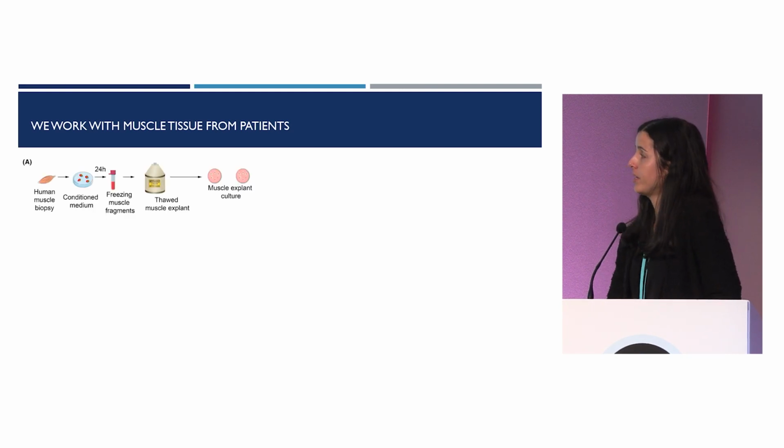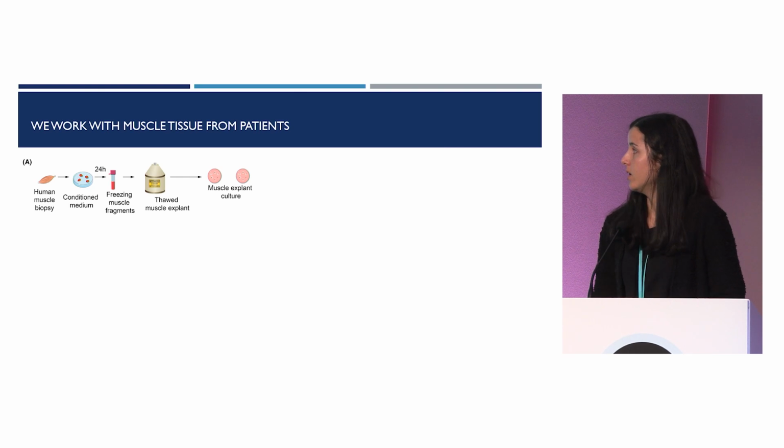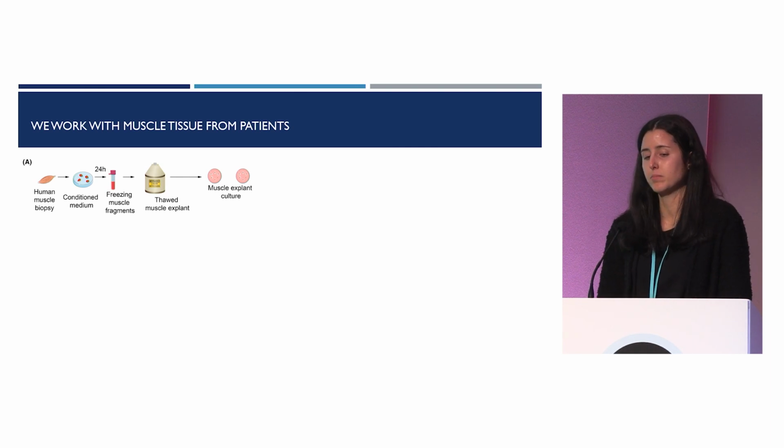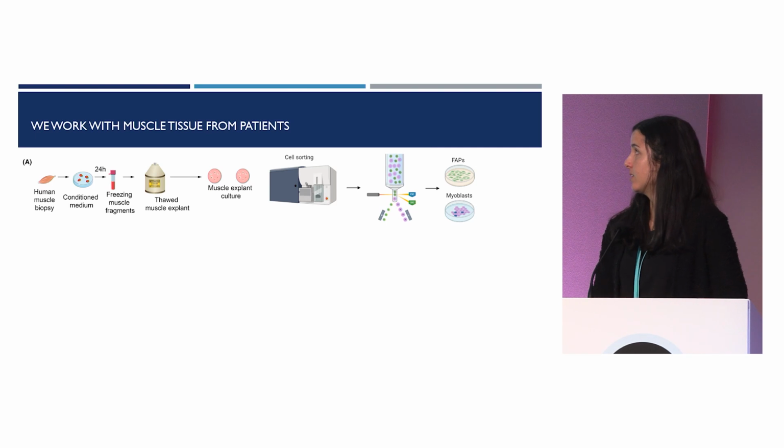So normally we are in the preclinical phase, I would say, and we work with muscle tissue from patients. So we are very lucky because we work close to the Royal Victoria Infirmary, so we can get muscle biopsies from patients and also from healthy individuals. And what we do is that we collect that piece of muscle from the hospital, and we can put that in cell culture and then obtain lots of different cells that reside in the muscle. So we can sort this muscle explant.